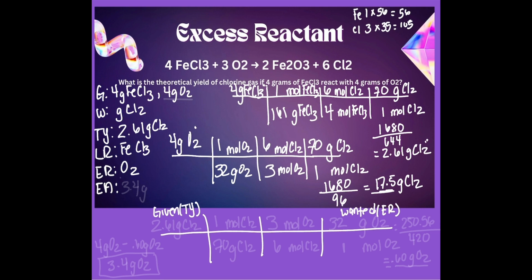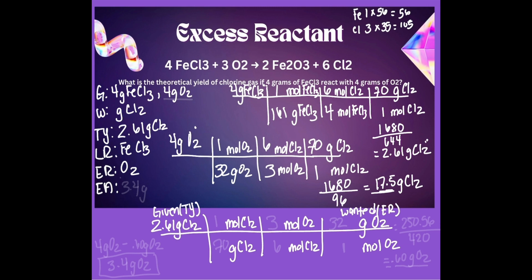So we see that our theoretical yield was 2.61 grams of CO2. We already have that written down. Then our wanted in grams is going to be the ER, which is O2, our excess reactant. So now that we have our given and our wanted set up, we are going to do the same thing that we've been doing since grams to grams and setting up our railroad tracks. Okay. So again, by the time you get to this third railroad track, you should be doing this as a breeze. Okay.